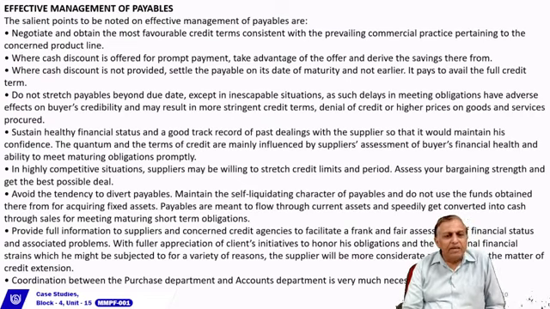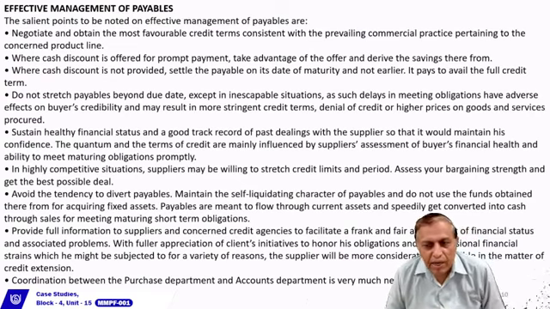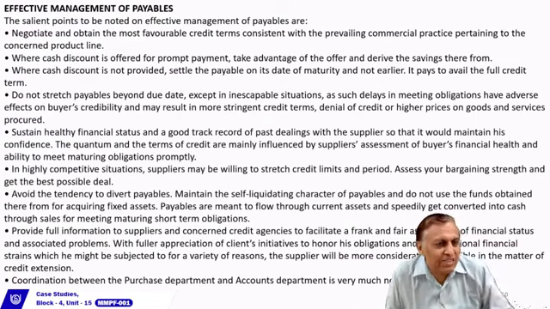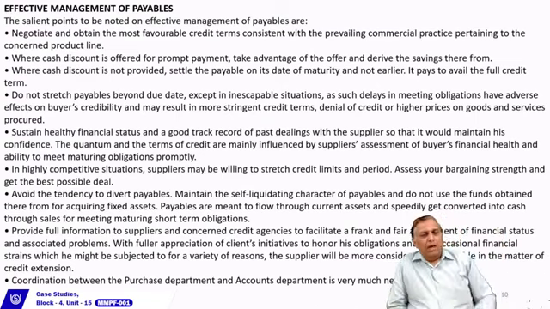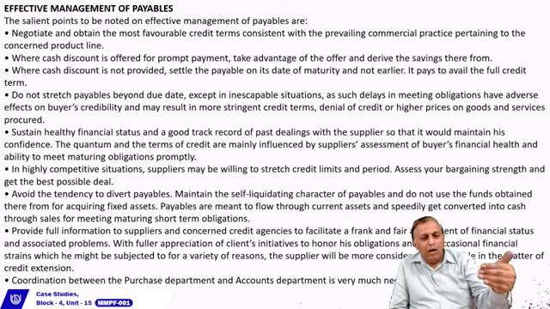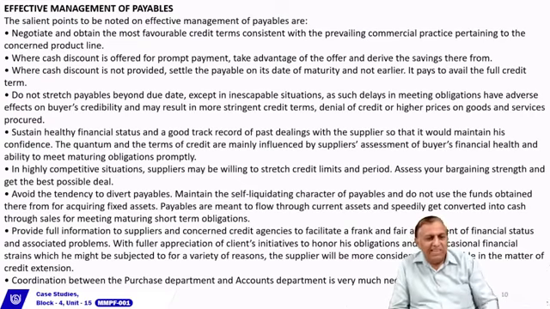In highly competitive situations, suppliers may be willing to stretch credit limits and periods. Assess your bargaining strength and get the best possible deal. If you really get the credit once again, even despite making the payment on time, do avail that because it will be a sort of instant source of funding in the working capital view.